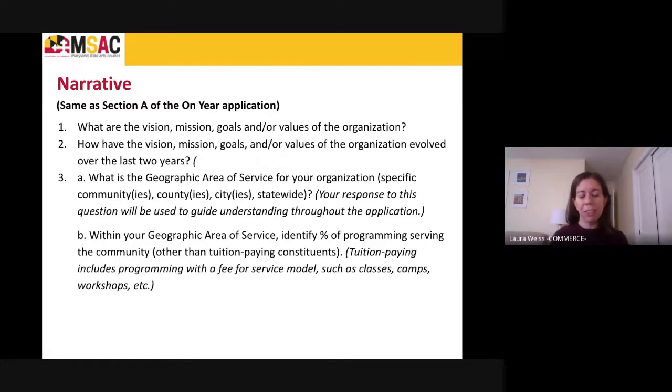I think just to reiterate, it's part of an earned income model to have tuition. Like Emily said, we're not penalizing you for having tuition-based classes or anything like that. That's part of an earned income stream, certainly, but we're just trying to distinguish what is serving beyond those that are paying specifically for a class or a summer camp or something to that effect. So what is really reaching out into the community and is community facing.